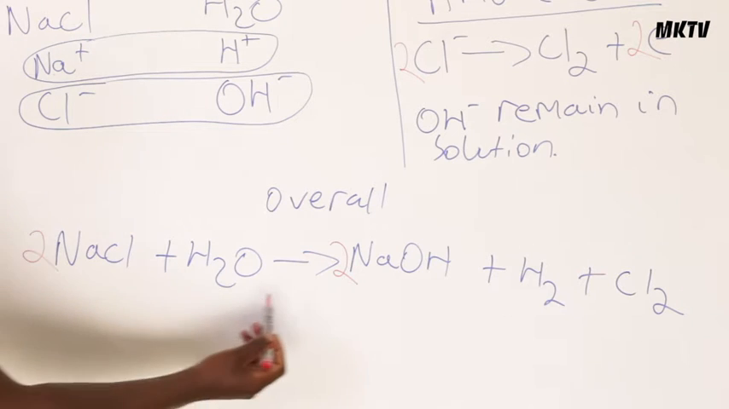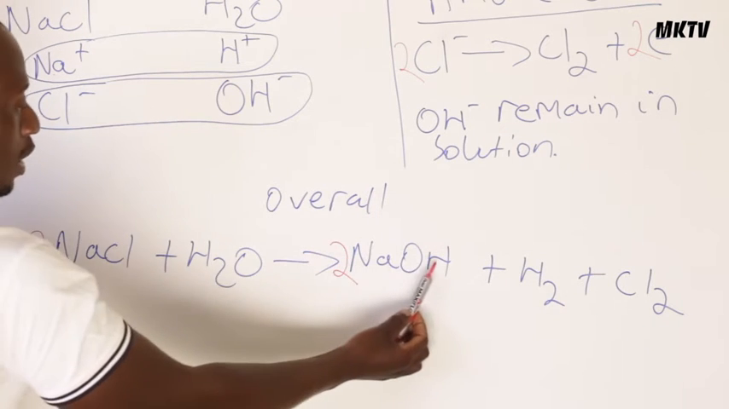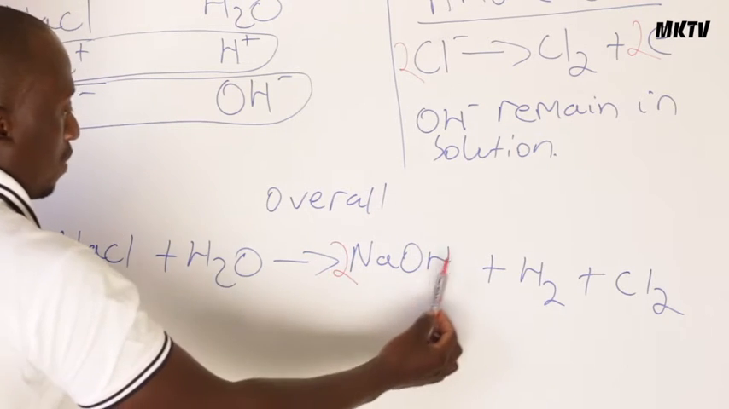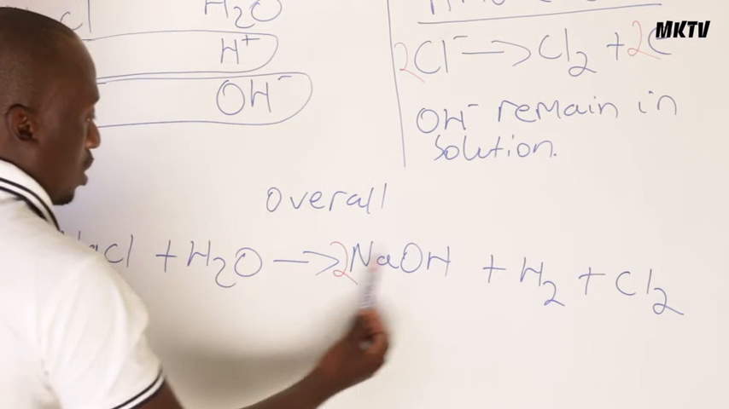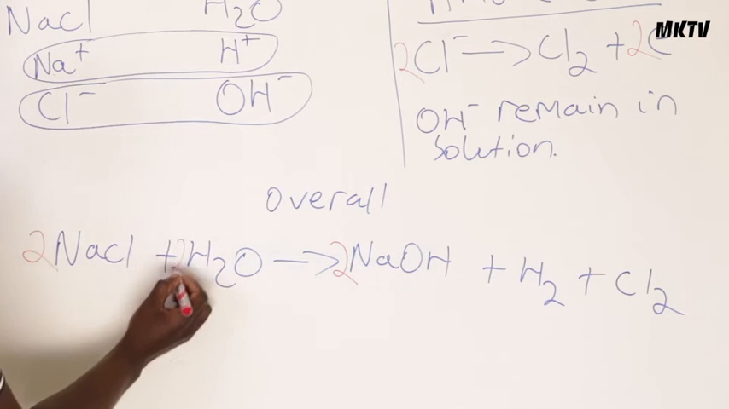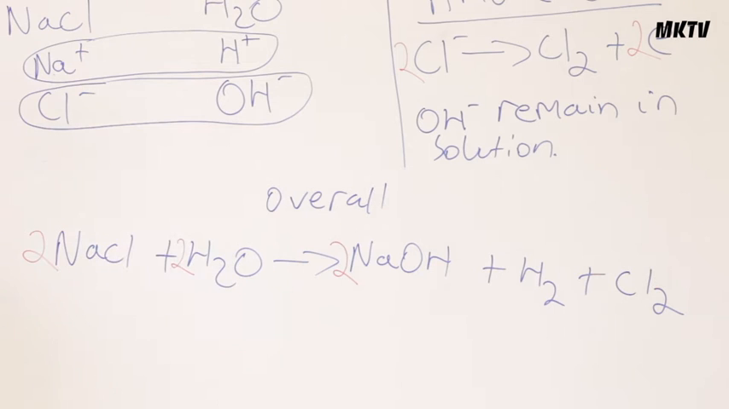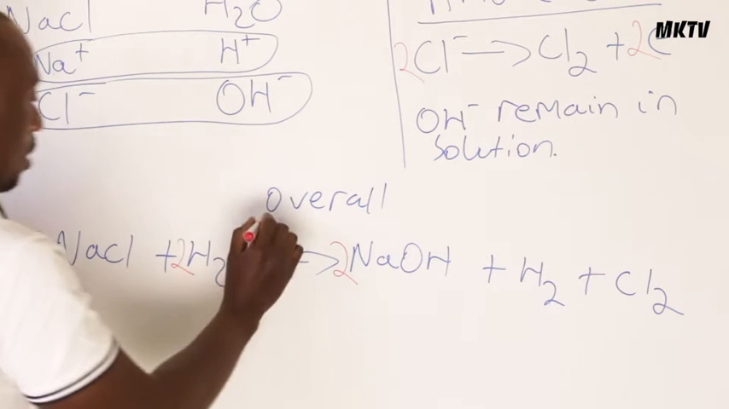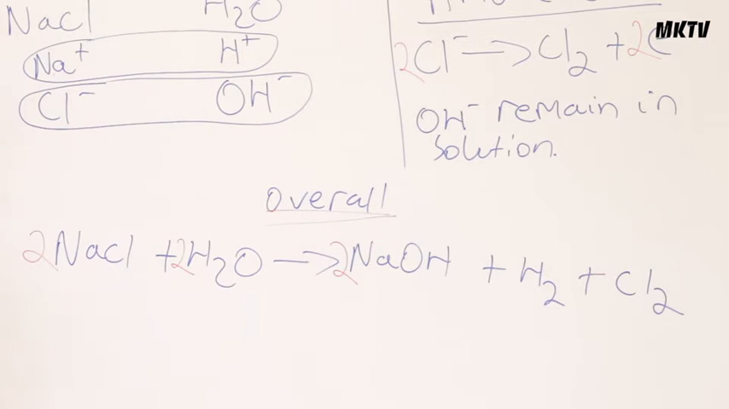But then by putting this 2 here, we have 4 hydrogens. This 2 changes the whole thing. We have 2 hydrogens plus these ones, and then the hydrogens are 4. So you also have to put another 2 here. And by so doing, now you can recheck. Our overall reaction is now balanced. So this is what is going to happen when a concentrated sodium chloride solution is being electrolyzed.